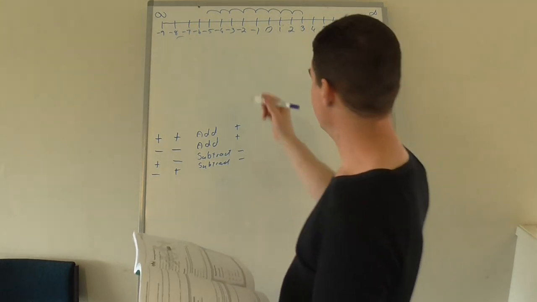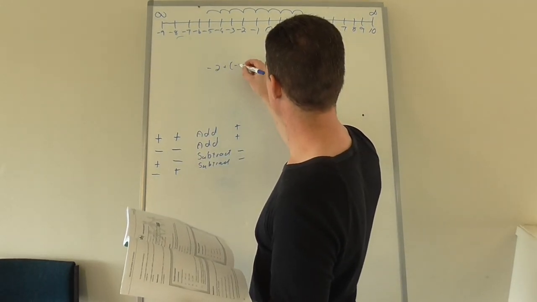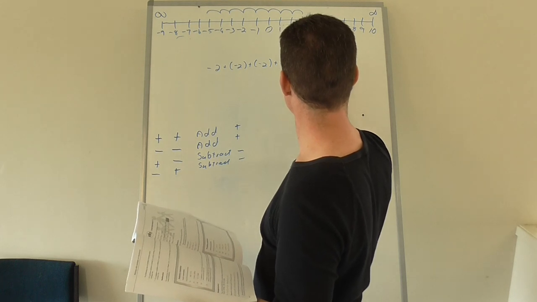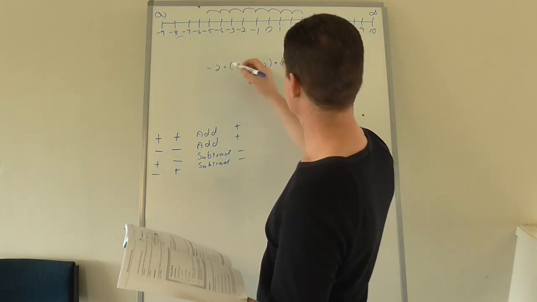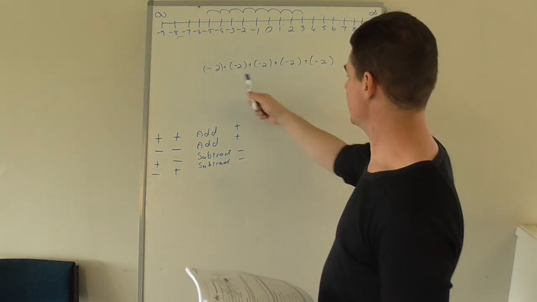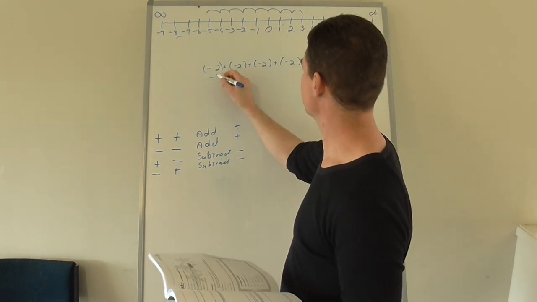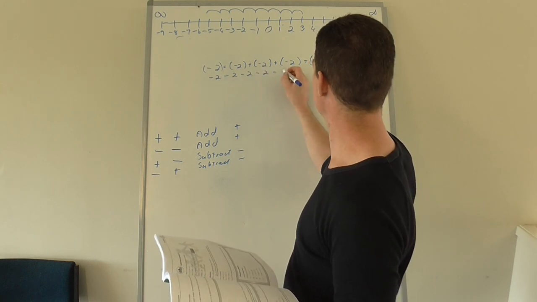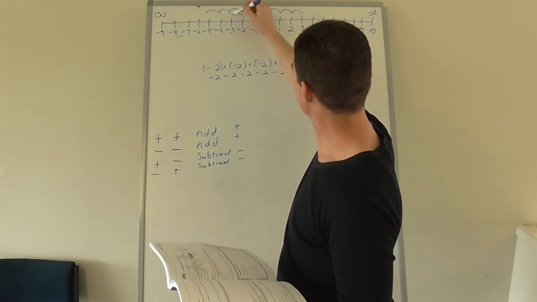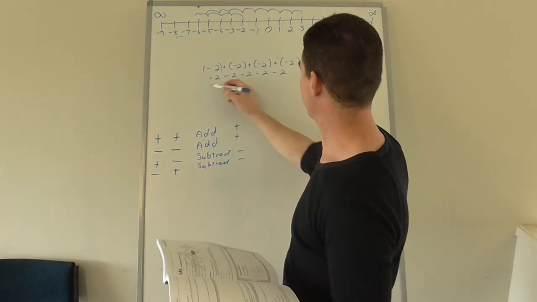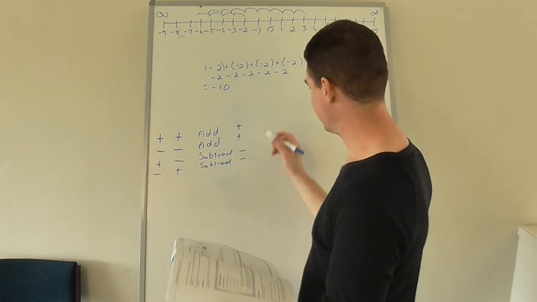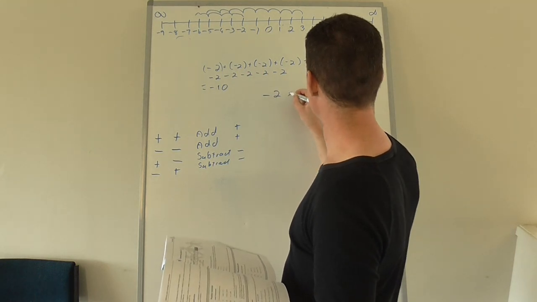Okay, so if you have minus 2 plus minus 2 plus minus 2 plus minus 2 plus minus 2, that's five of them. Now remember what I said, if you have a plus and a minus, that just becomes a minus. So it's minus 2, minus 2, minus 2, minus 2, minus 2. So in other words, you get to the answer, minus 10. The same way we can say that is minus 2 times 5.